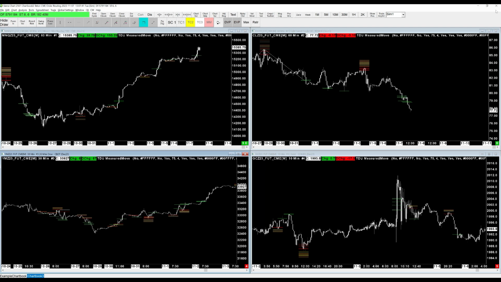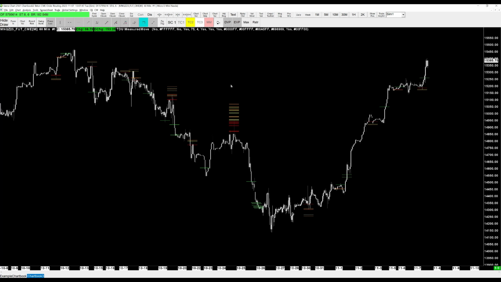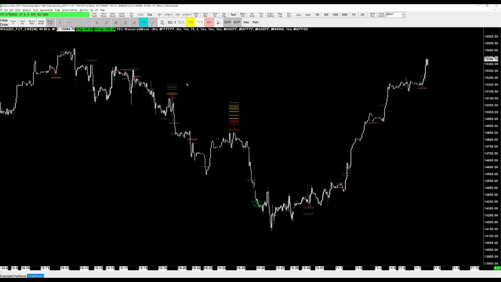Again, the market doesn't matter. Time frame doesn't matter. How about the MNQ? A lot of people trade this. Let's pop that open. What do I got here? 60-minute.